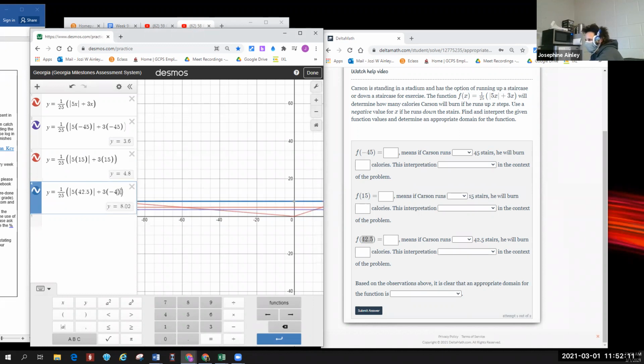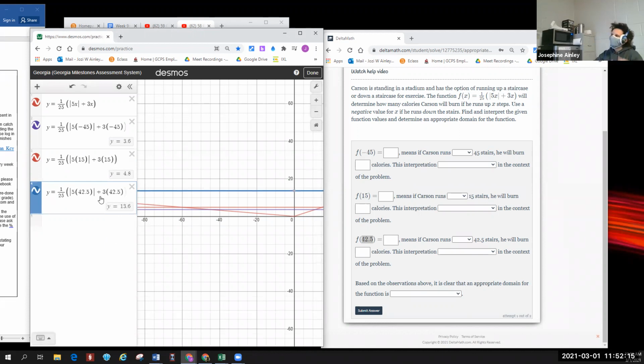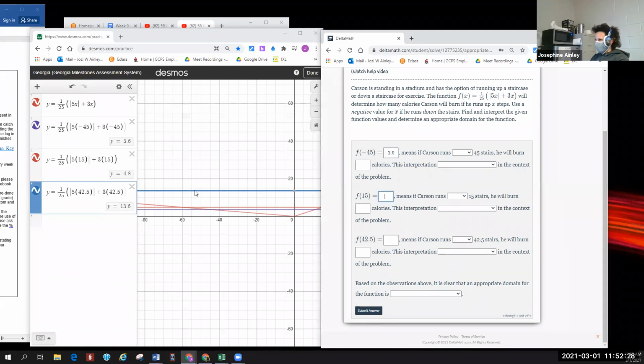Right, so just have it in your calculator because after that it becomes easier. Those are my 3 answers. Okay, perfect. So now I'll answer all of these questions. When f of negative 45 is equal to 3.6, so when x is equal to negative 45, it's equal to 3.6. I'm going to do it the same for all of this. This one's 4.8. So when I do one, I'm just going to do all of them. And this one is 13.6.